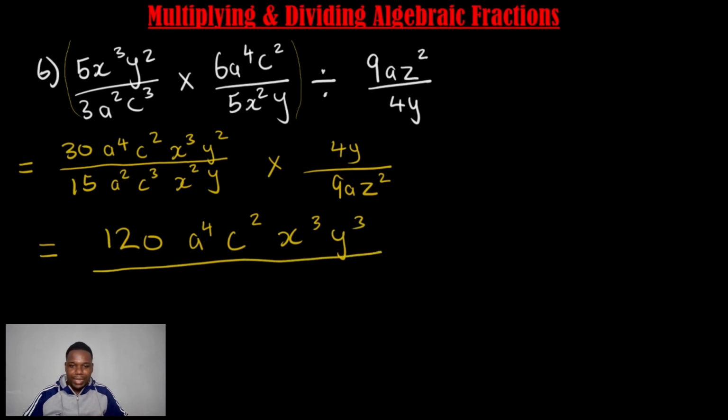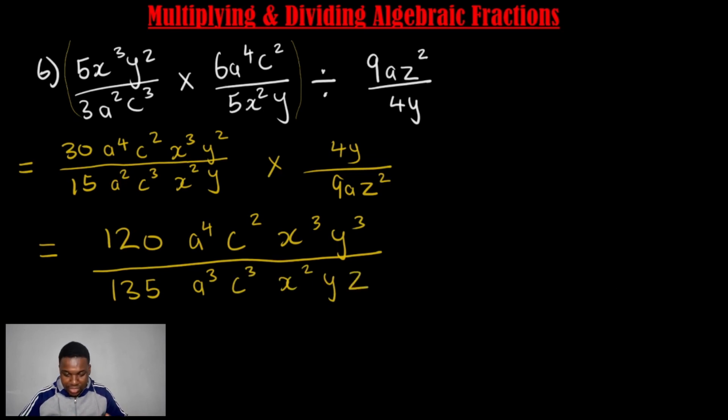Let's go to our denominator. So 15 times 9 will give us 135. And we're going to write back our... So realize that both denominators have a. So we're going to go ahead and use the laws of indices. So we get a cubed, then we're going to write back our c cubed, we're going to write back our x squared, we're going to write back our y, and we're going to write our z squared. So there we go, we have one fraction.